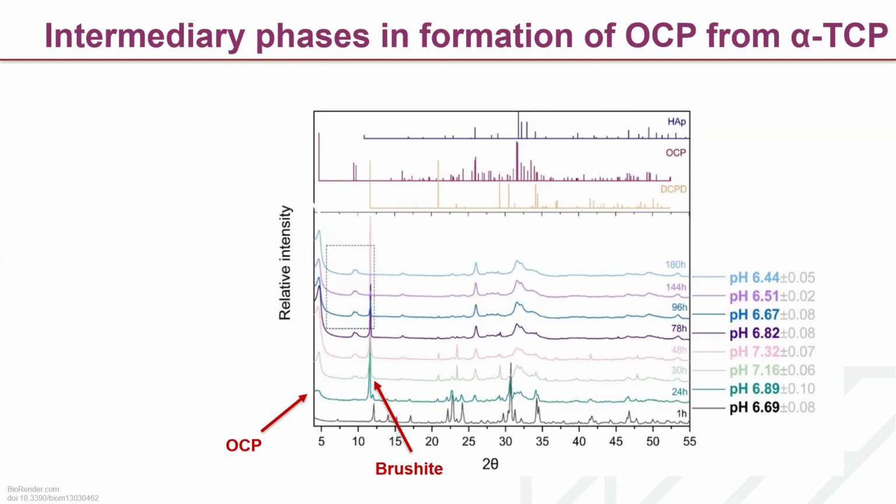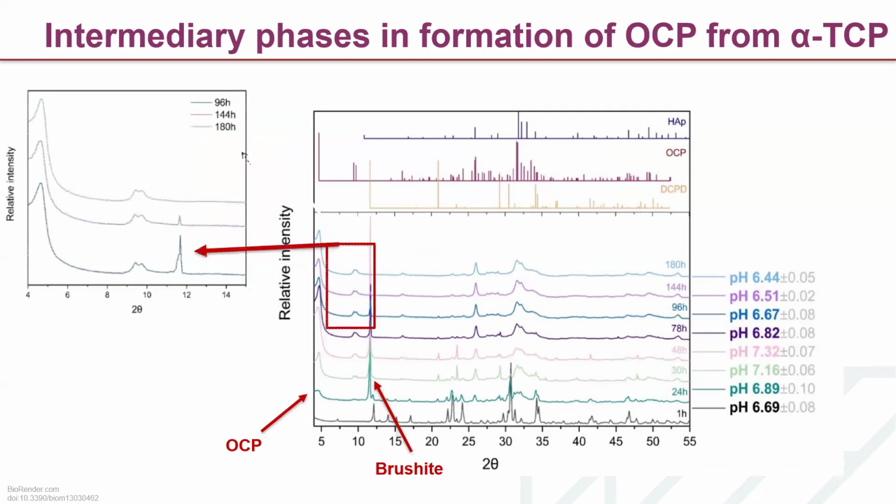However, over time, both the OCP maxima and brushite maxima intensified, with alpha TCP no longer being present. From the 96th hour up to the end of synthesis, brushite slowly disappeared, leaving the OCP phase alone. Together with precise pH measurements, we managed to pinpoint the steps of OCP phase formation and obtain a very high yield of the product.